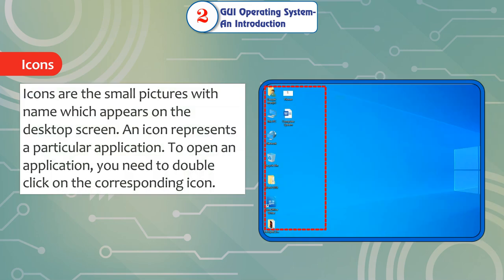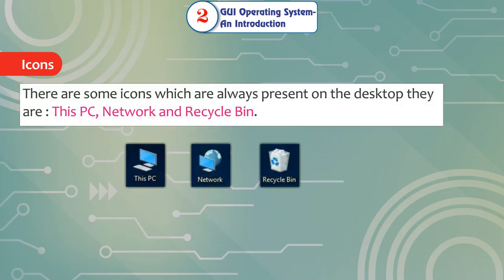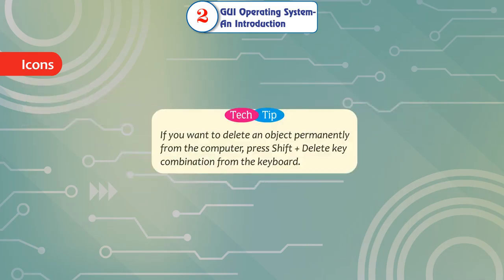Icons. Icons are the small pictures with names which appear on the desktop screen. An icon represents a particular application. To open an application, you need to double-click on the corresponding icon. There are some icons which are always present on the desktop. They are This PC, Network and Recycle Bin. Tech tip. If you want to delete an object permanently from the computer, press the Shift plus Delete key combination from the keyboard.